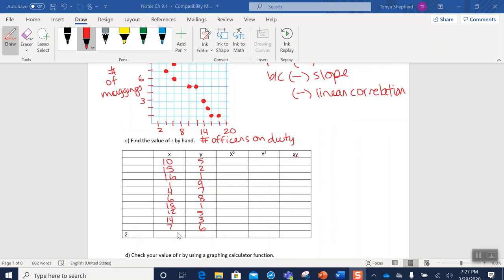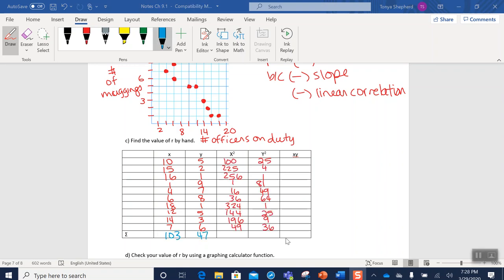Okay, so I've recorded my numbers. I have to add them up. When I add up all the numbers in the x column, I get 103. When I add up all the numbers in the y column, I get 47. Okay, so the next thing I need to do is square all the numbers in my x column and record them here. Square all the numbers in my y column, record them here. Go ahead and pause and do that.